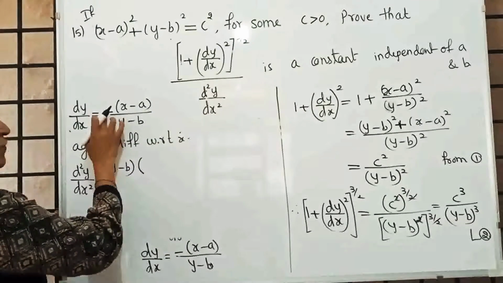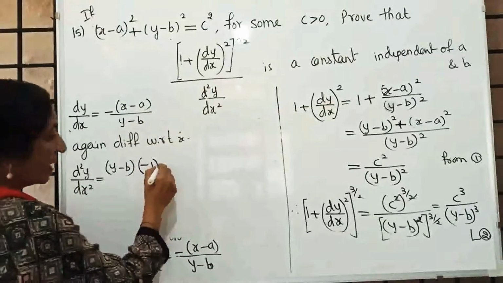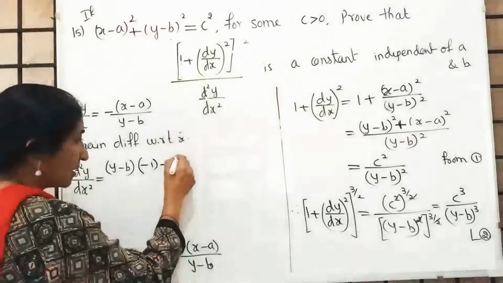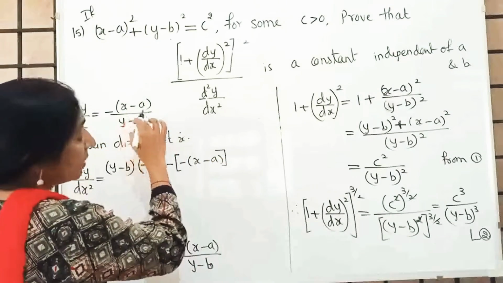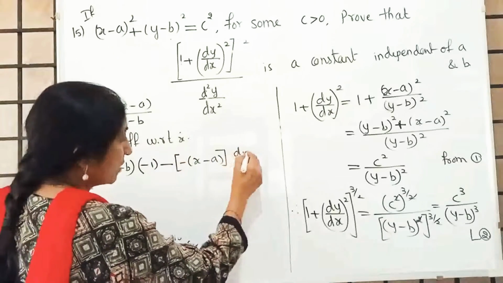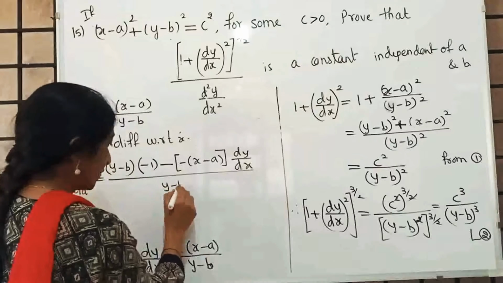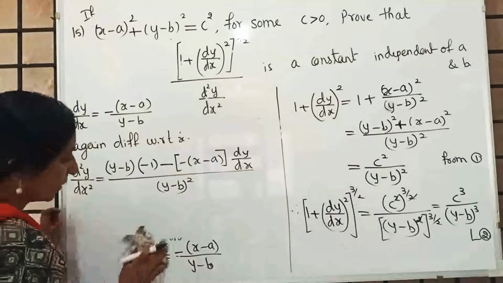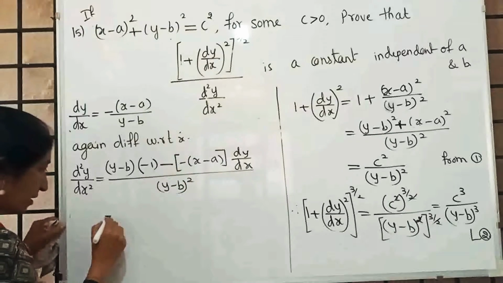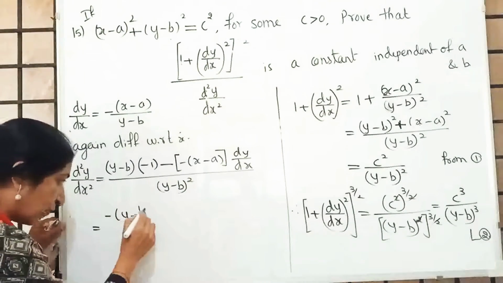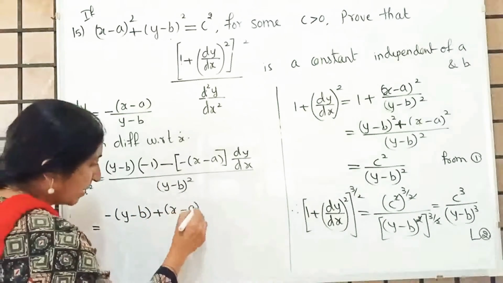What is the differentiation of minus of (x minus a)? Is it minus 1 or what? Minus 1. And next, minus in the bracket, minus of (x minus a) into the differentiation of (y minus b), which is dy upon dx, whole divided by (y minus b) whole square. And here, minus into minus becomes plus. This is (y minus b) minus into minus plus (x minus a).